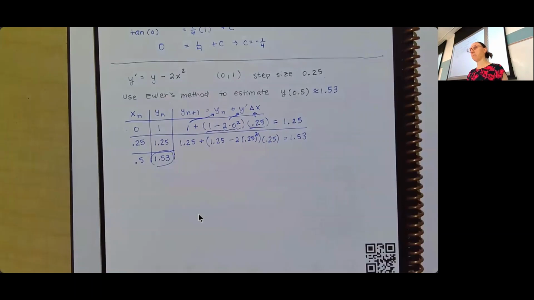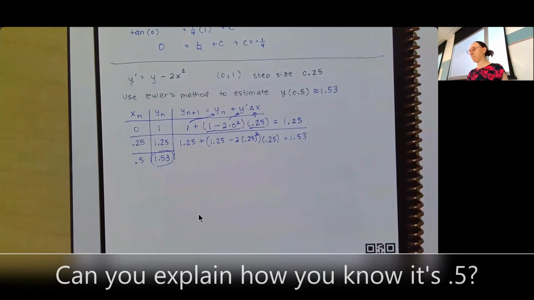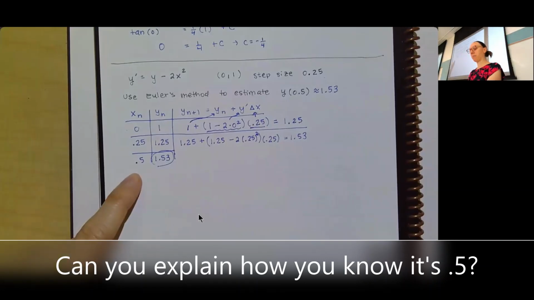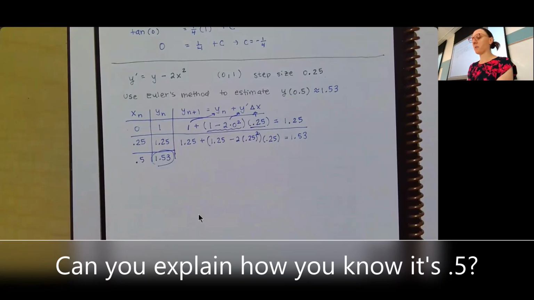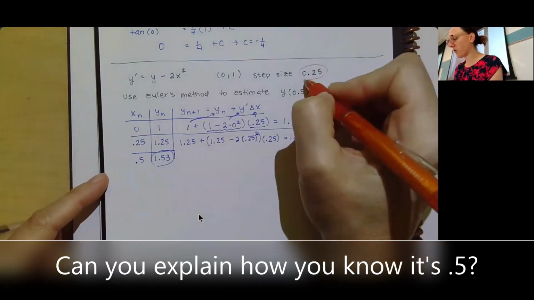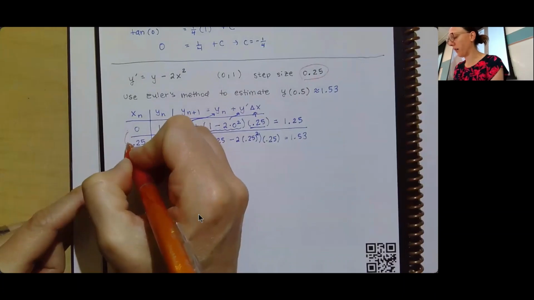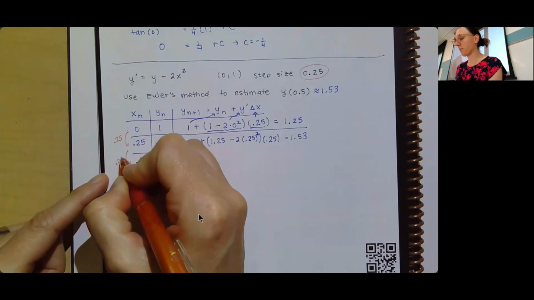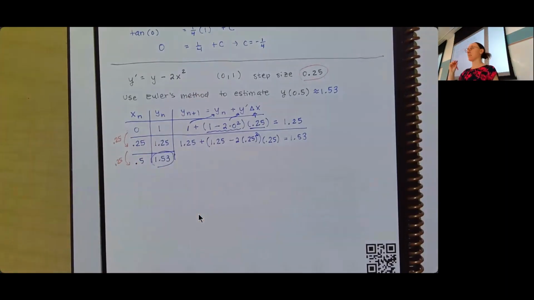Why did you put 0.5 instead of 0.53? For the x value? Yeah. So my x value is always going to increment by my step size. Okay. So in the x direction, I'm always moving 0.25. The only part that Euler's method is calculating for us is the new y value. Okay.